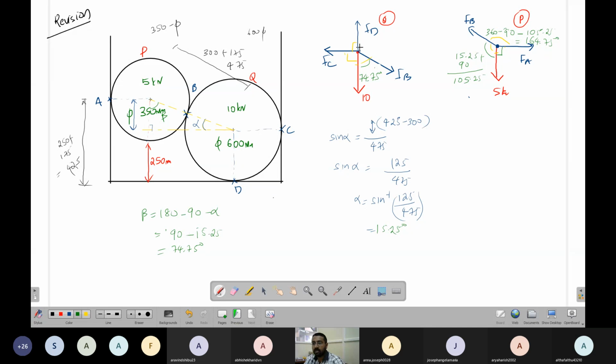This is 90. This is 90. What is this angle? 360 minus 90 minus 90 minus 74.75. How much is this? Or you can say, total is 180, so 180 minus 74.75 is 105.24.